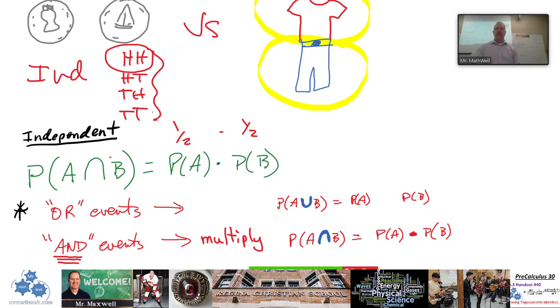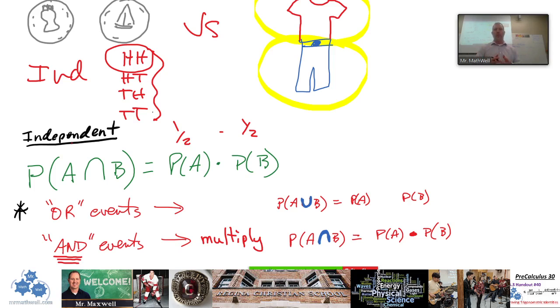Okay, now there are OR events as well. So what are the chances, if I flip coins, of me getting a head or a tail, let's say? Let's take a different example. What's the probability that it will rain today, or the probability that you will attend math class? Well, those would be two separate things.